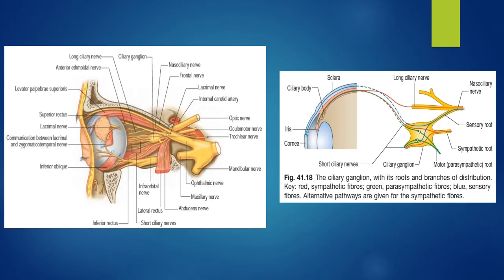Again, the diagram showing the location of ciliary ganglion, and it is suspended with nasociliary nerve. These are the short ciliary nerves which pierce the sclera to enter the eyeball. They run in the perichoroidal space, and this simple diagram shows how the three roots reach the ganglion and then the fibers travel in the perichoroidal space and supply the structures.